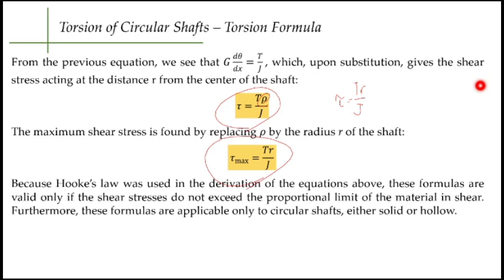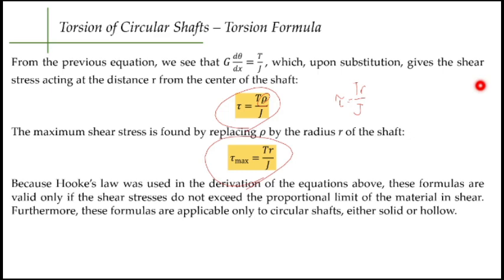Because Hooke's law wasn't used in the derivation of the equations above, these formulas are valid only if the shear stresses do not exceed the proportional limit of the material in shear. And furthermore, these formulas are applicable only to circular shafts, either solid or hollow.